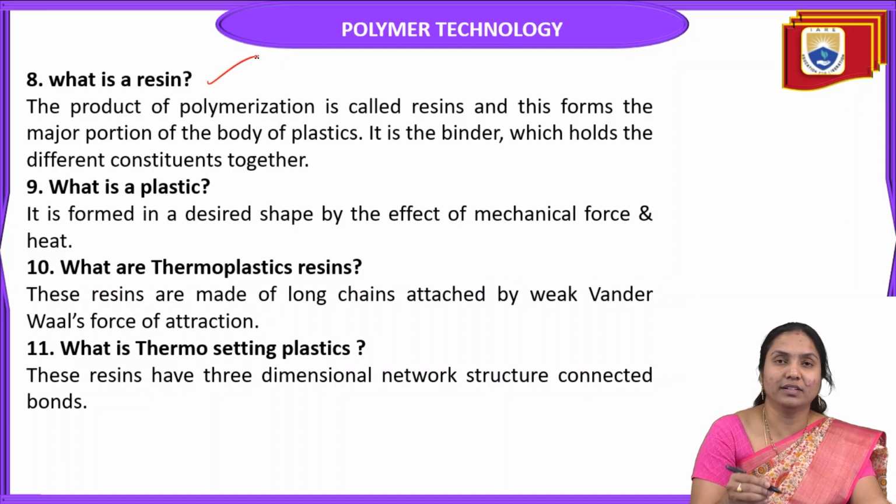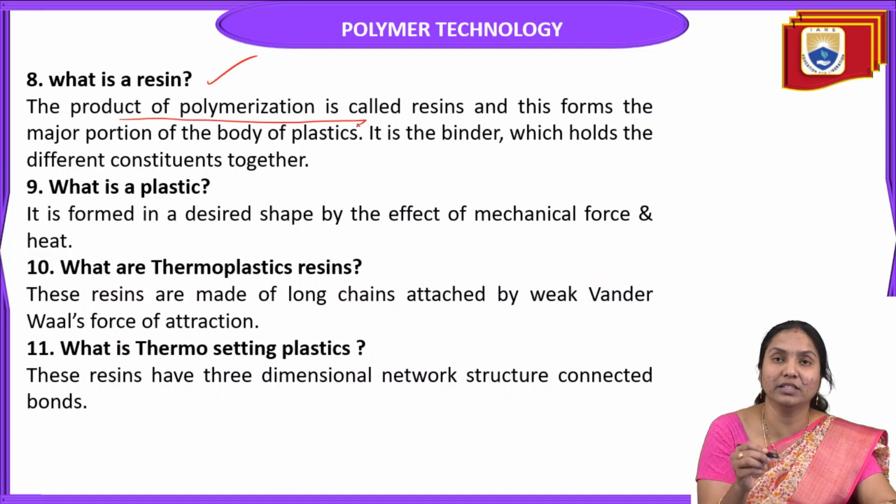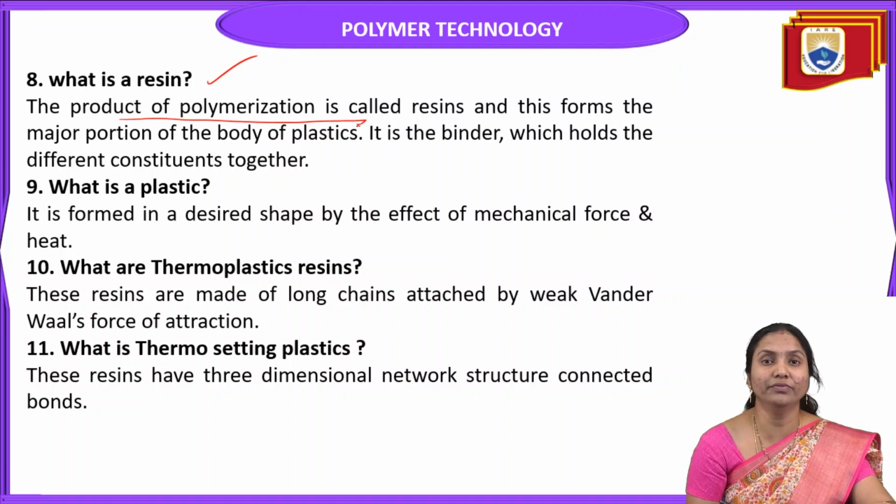And next, what is resin? The product of polymerization is called resins. And this forms the major portion of the body of plastics. It is the binder which holds the different constituents together. So here, resin is mainly used for binding purposes. It acts as a binder.